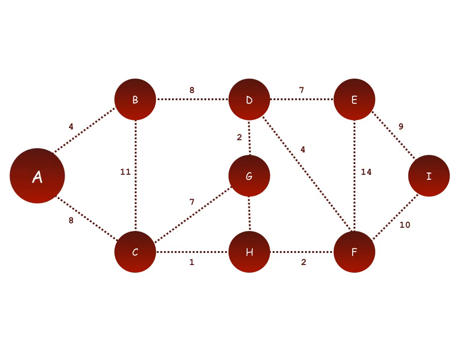Well, suppose vertex A is my starting vertex. The first step would be to assign 0 to that vertex. And the reason for that is because we already know what the weight of the shortest path from A to itself is. It's 0. Because the shortest path from any vertex to itself is simply to stay put.